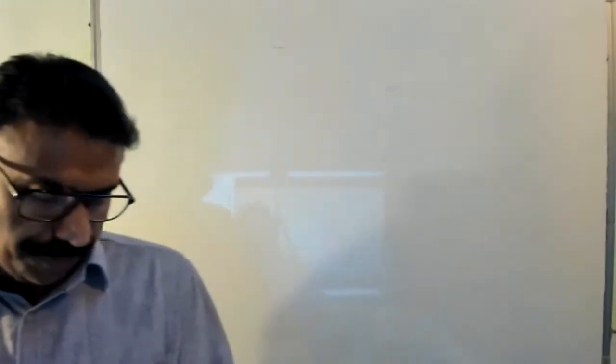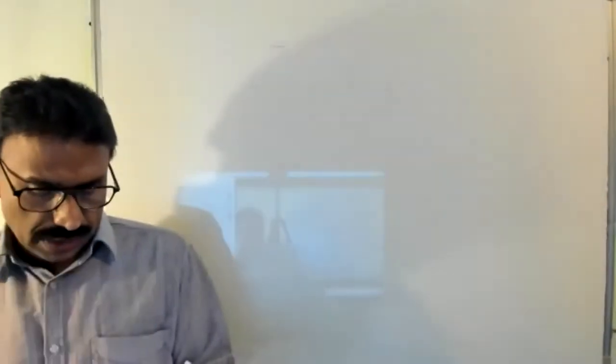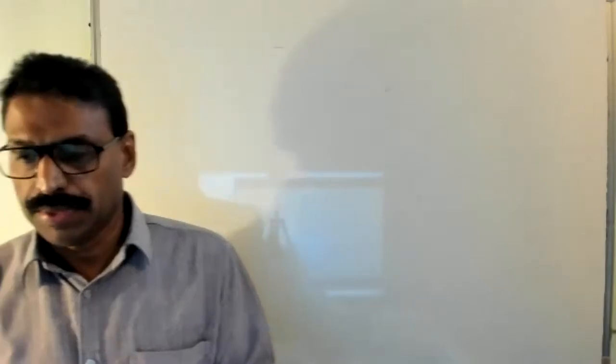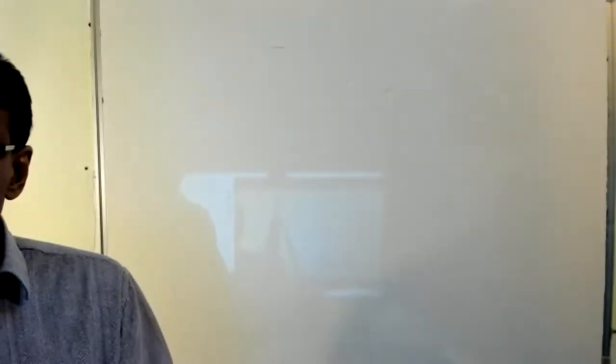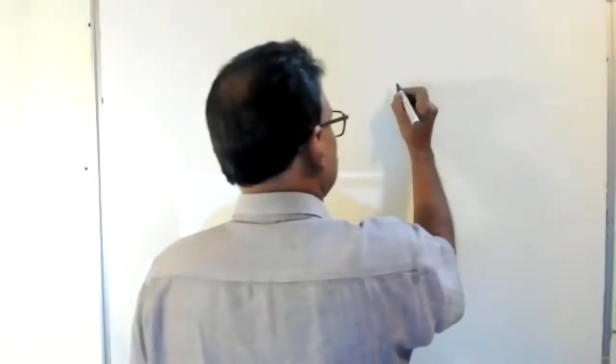Listen. ABCP is a quadrant of a circle of radius 14 centimeter. Look, the figure is here.